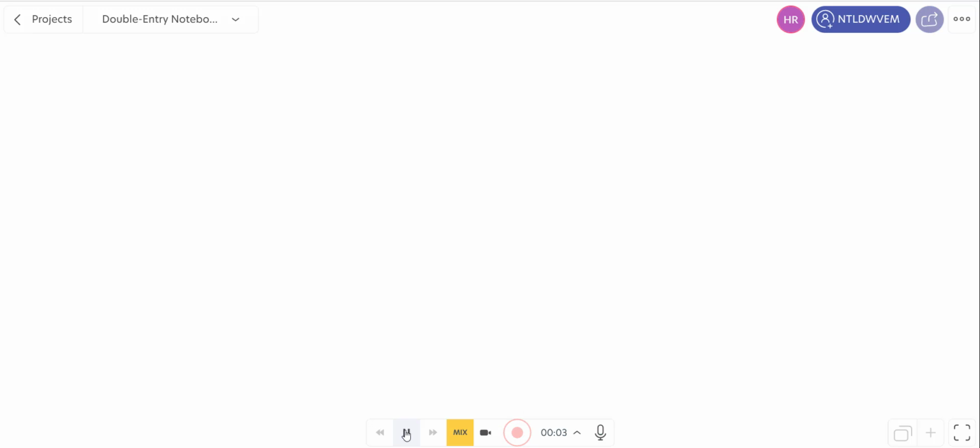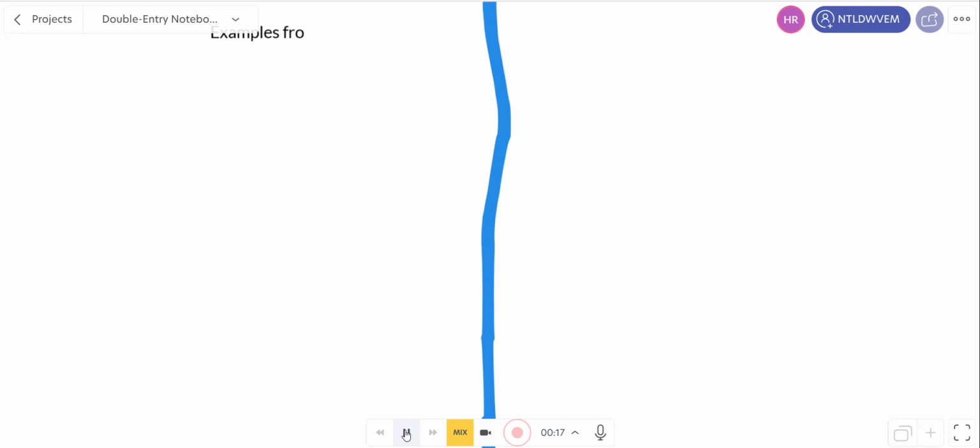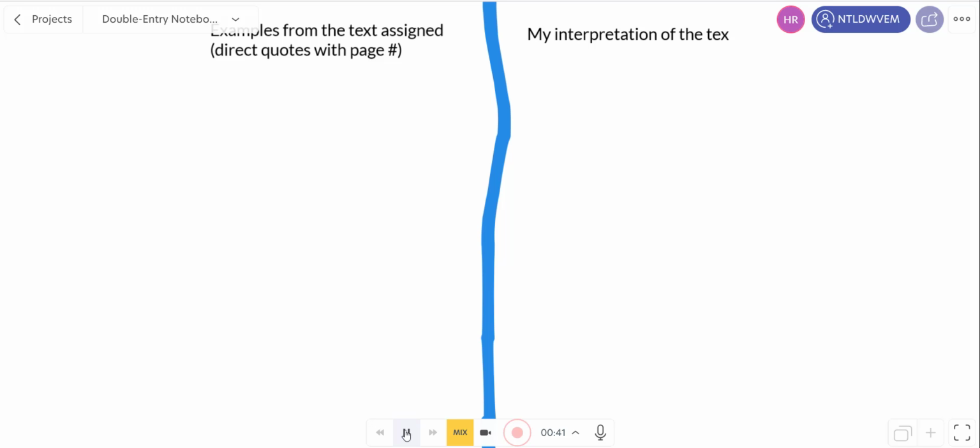This is an example of a double entry notebook. The first thing you want to do is draw a line down the middle of your page. And then you have two columns. In column one, you have examples from the text assigned, and particularly direct quotes with the page number. And then in the second column is where we put my interpretation of the text.